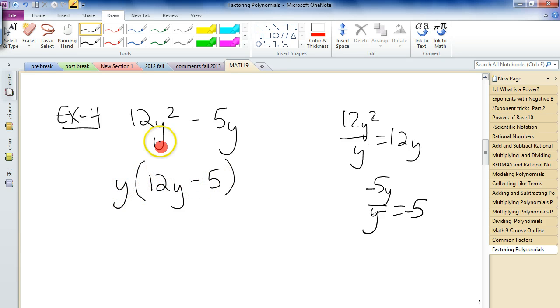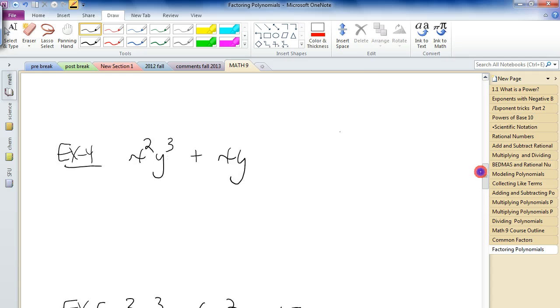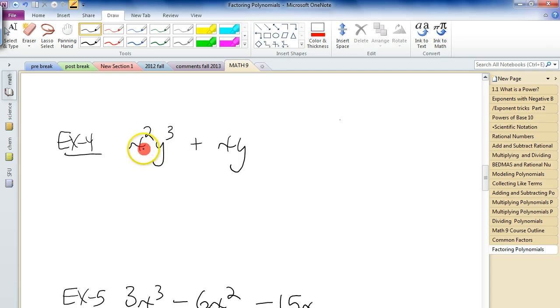Y times 12y is 12y squared. Y times negative 5 is negative 5y. We're right. Okay, what's the common factor between this here? Numbers are not common. But again, you treat the x's and y's separately. This has 2 x's. That has 1 x. So they both have at least 1 x. That's common. This has 3 y's. This has 1 y. They both have at least 1 y.